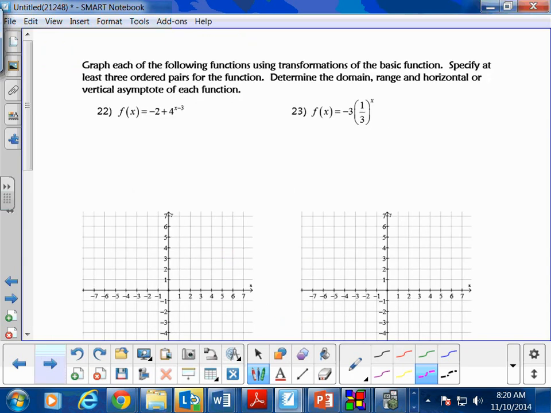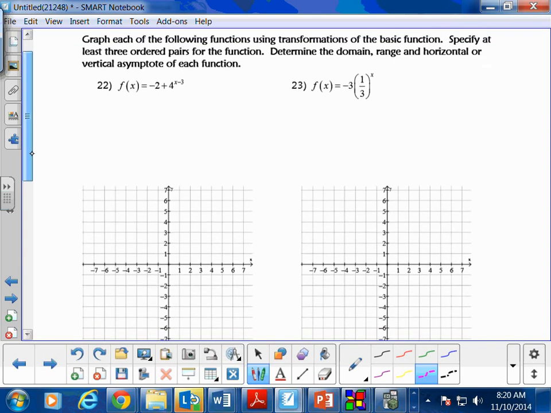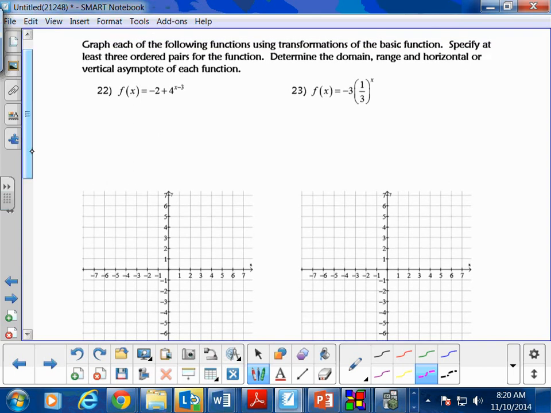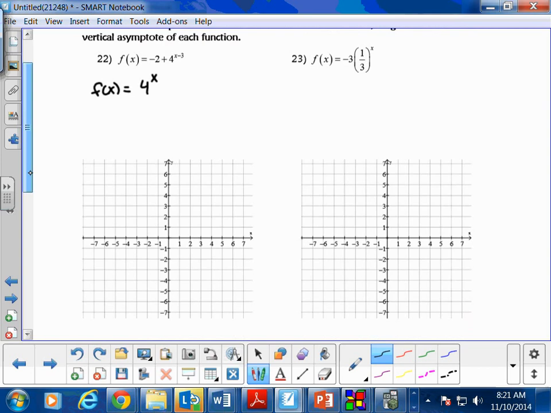Okay, now this one right here says graph each of the following functions using transformation of the basic function, and specify at least three ordered pairs for the function, determine domain and range and the horizontal asymptote. So the first thing they want us to use is the basic function. The basic function is going to be the most reduced form of this. In this case, it's f of x equal to 4^x. We're going to use that to draw the most basic form.